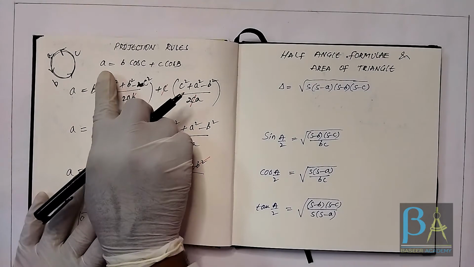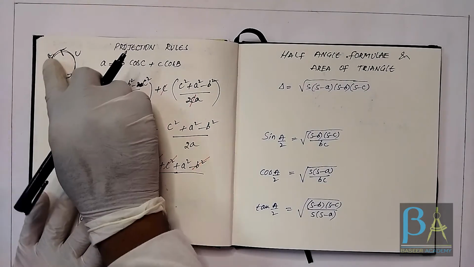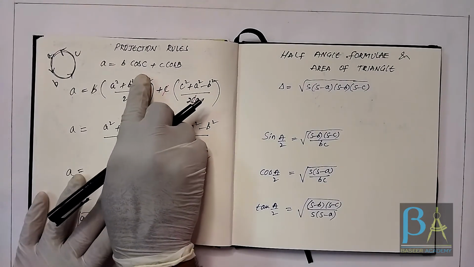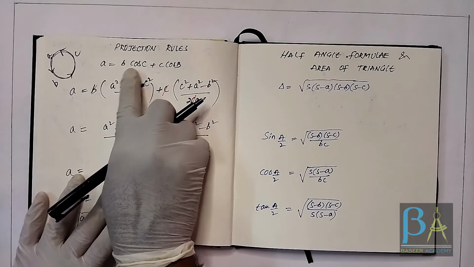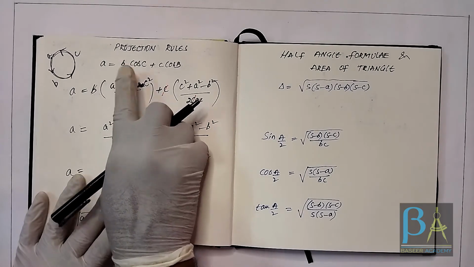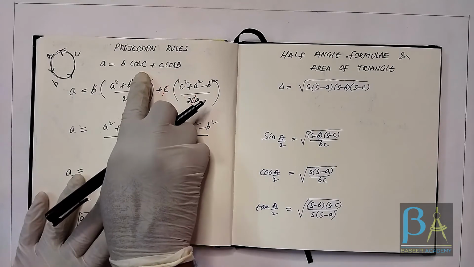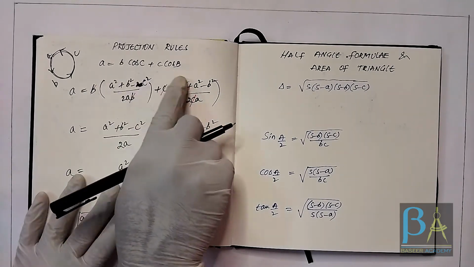Now, if I want to write a is equal to, after A I have B and C, so I write b cos C plus, I will swap the places here. So c, I would write it here, and then B becomes the angle and I write it here. I hope you understood the point here.